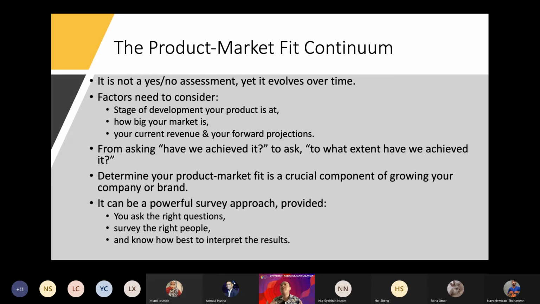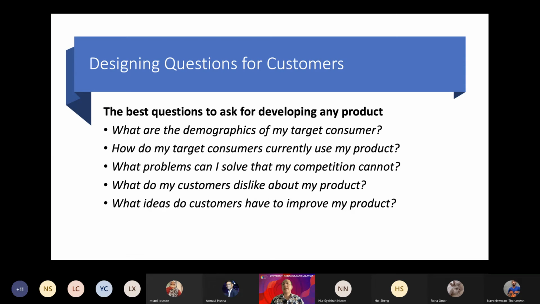If you cannot find customers because the response is very negative, you still know how to fix it. Okay, designing the questions for customers, going very fast. For the best questions to ask when developing any product, you have to understand the demographic. For example, are they male customers or female? Different genders have different interests, what men like and what women like. You can integrate this kind of thing into your apps or whatever creation you make.